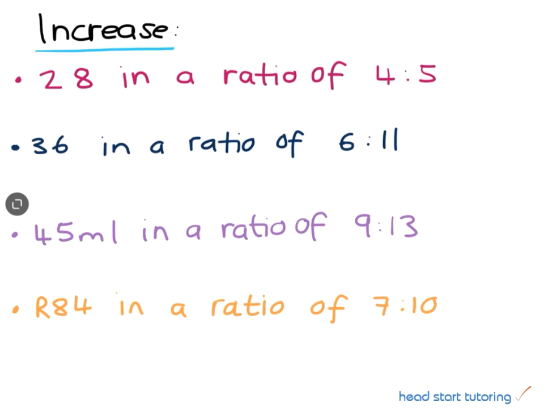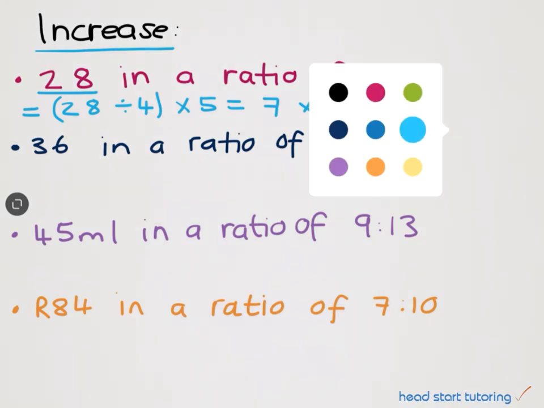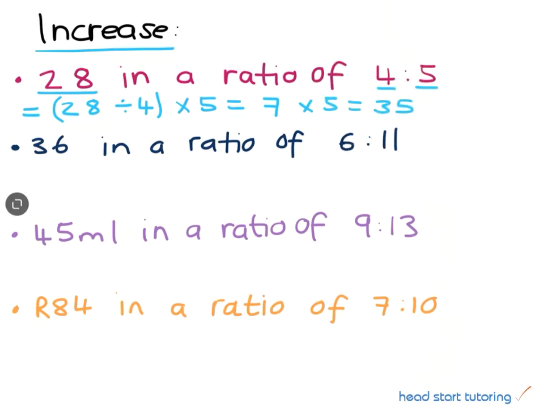When we are asked to increase a certain number in a ratio, what we need to do is divide that number by the smaller part of the ratio and multiply it by the bigger part of the ratio. So increasing 28 in a ratio of 4 to 5, we would first say 28 divided by 4 and then multiplied by 5. So 28 divided by 4 gives us an answer of 7, multiplied by 5 gives us an answer of 35. So increasing 28 in a ratio of 4 to 5 will give us an answer of 35.